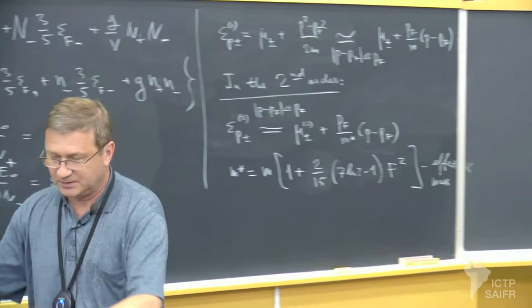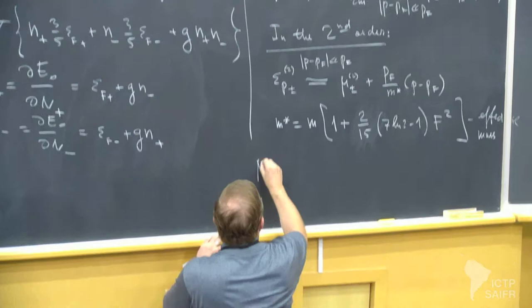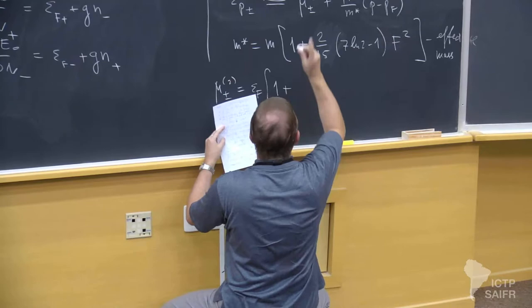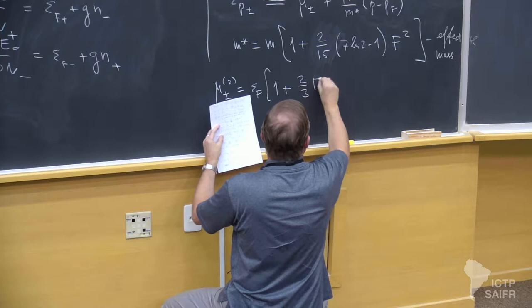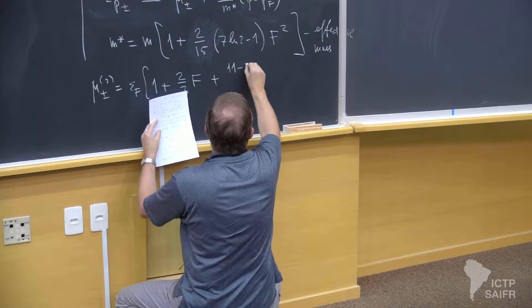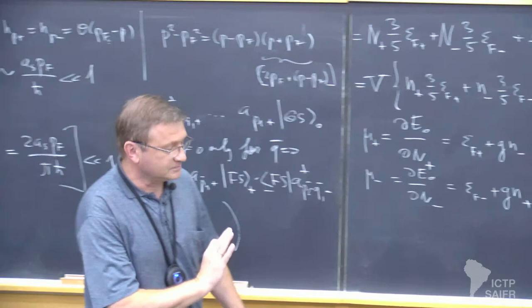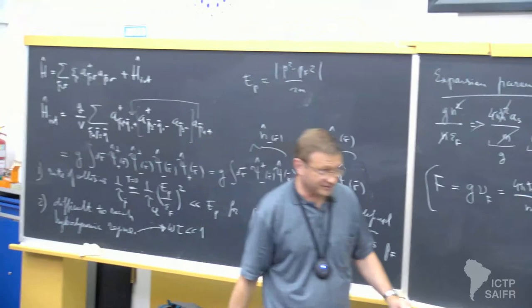Now the chemical potential also gets a term. That's what I started to write. So it's epsilon Fermi 1, that was the zero order, plus what we have in the mean field, and this part you can write as two-thirds F. And then you have plus the second order part, 11 minus 2 log 2 divided by 15, and now you have F squared. So you see these numbers are log 2, etc. So you have to do some analytics in calculating the integrals. So you also have a shift in the chemical potential, an extra shift.